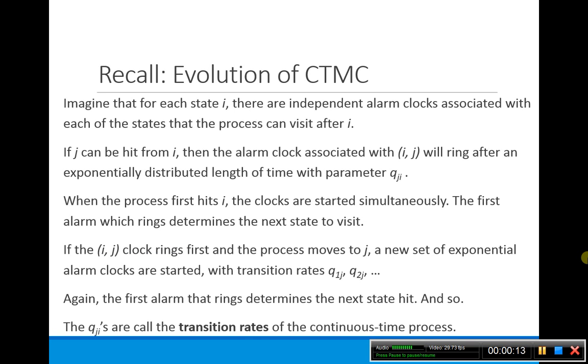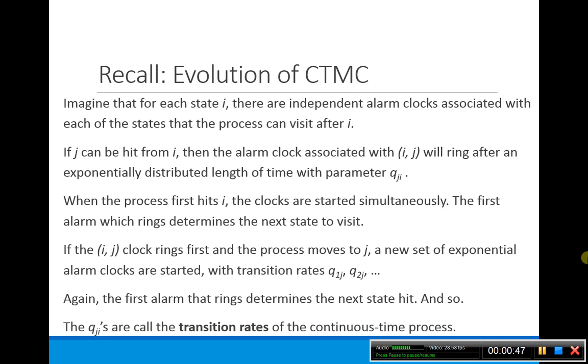Okay, so let me just remind you about a continuous time Markov chain in general, and we're going to think about all the different aspects of the continuous time Markov chain when we try to figure out how to actually simulate it. So remember the evolution of a continuous time Markov chain. We basically think about, if we're in state I, what happens from state I? You stay in state I for a certain period of time until this alarm clock goes off. Once the alarm clock goes off, you move to another state, and you move to the state in which the alarm clock goes off first.